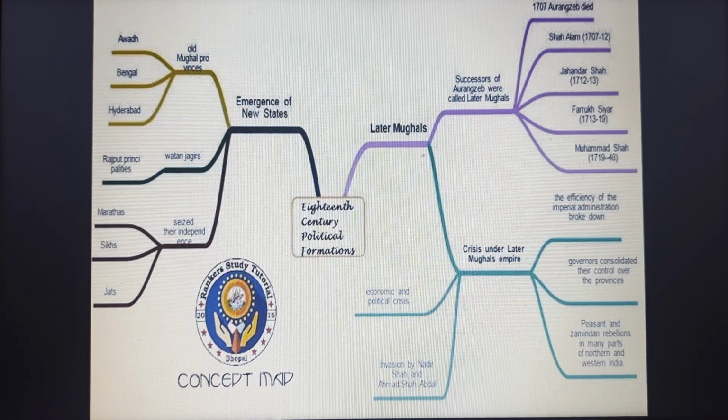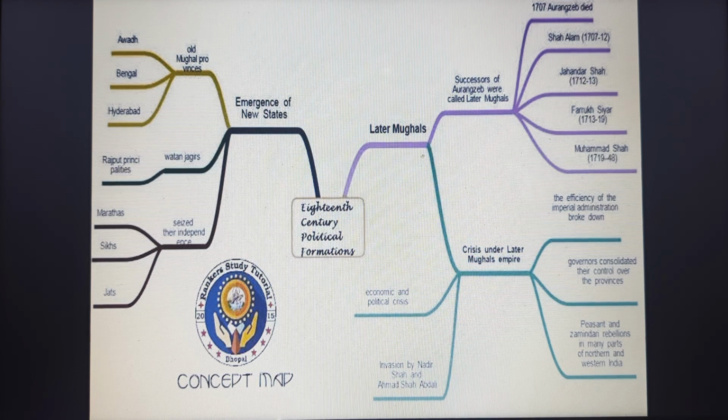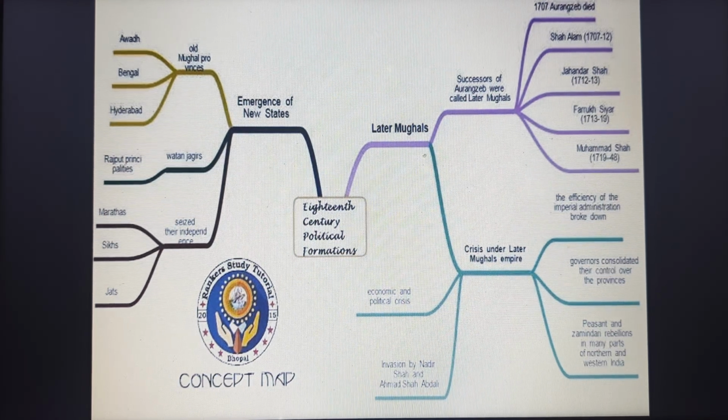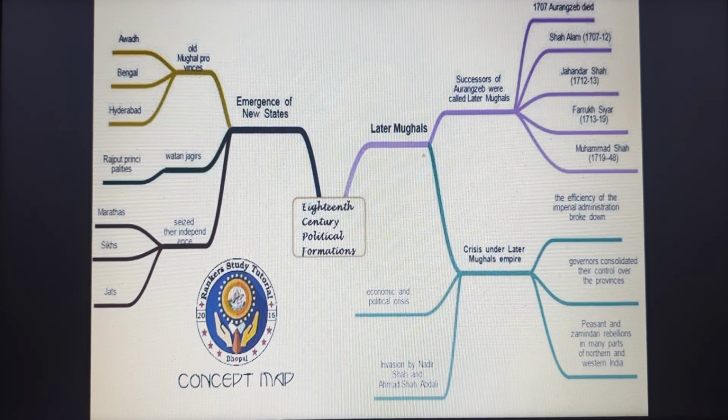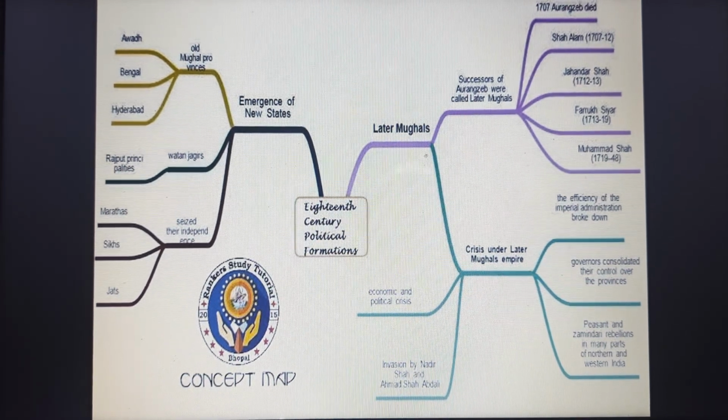The crises under the later Mughals: first was the economic and political crisis. They did not have money, and the rulers were not appropriate. Second, the invasions of Nadir Shah and Ahmad Shah Abdali, as we read earlier. They plundered, and the Peacock throne was also taken by them. Next, the governors consolidated their control over their provinces, means most of the governors now declared themselves independent. And peasant and zamindari rebellions in many parts of northern and western India also created havoc.